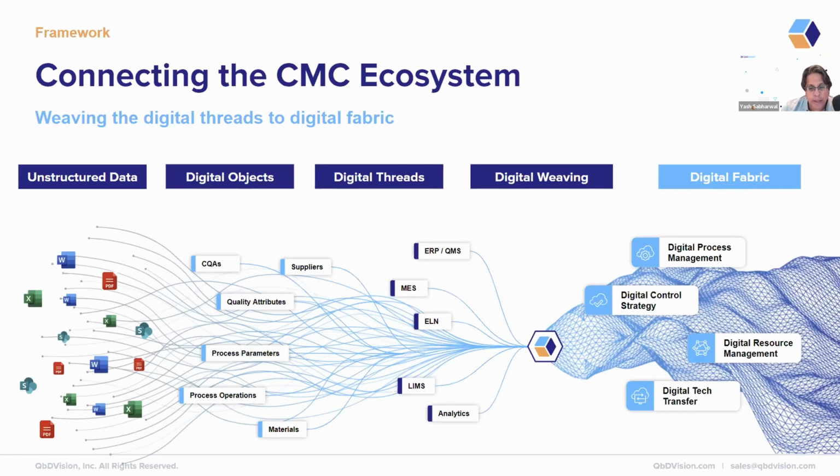And then of course, you have data in a lot of different places. So you have primary data in ELNs and in LIMS, and you've got an analytics platform that has analyzed this data. You've got MES systems where the final output of your process development has to go to drive your commercial manufacturing. And so the weaving part is really taking the digital objects and the connections that are put together via threads, then weaving it with your other data sources to really build that digital fabric that then enables these workflows of digital tech transfer, digital control strategy, and so forth.